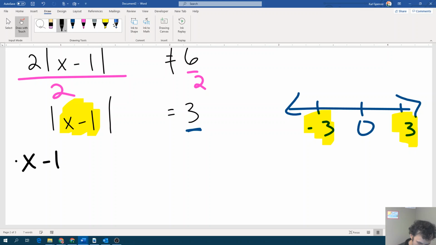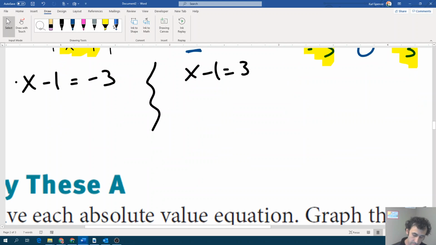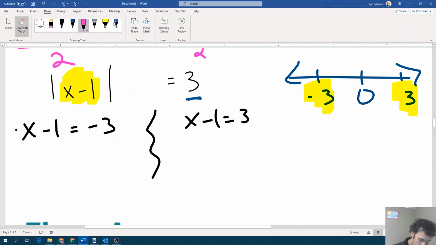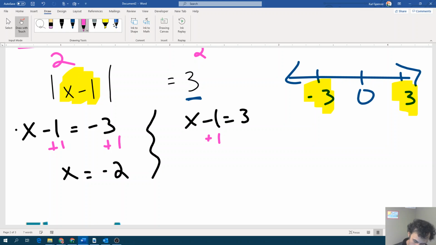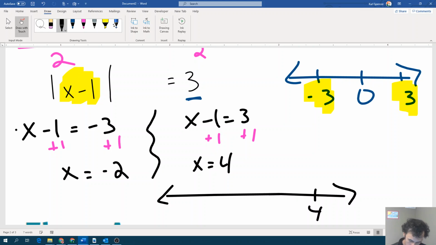If I say x minus 1 equals -3 and x minus 1 equals +3, those are my 2 equations. If I go ahead and solve my 2 equations, I'm going to add 1 to both sides. x equals -2, and x equals 4. Those are my 2 solutions. We need them on a number line. 4 and -2, put some nice big dots, but there would be our solution.